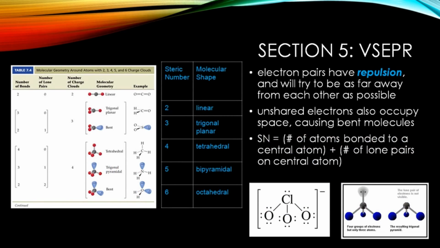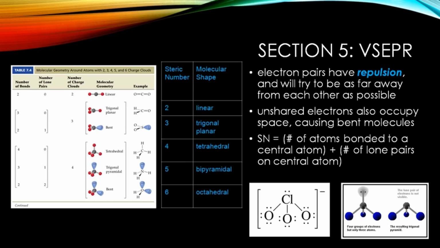Hi, it's Mr. Tan here, and today we're going to be talking about molecular geometry. So what is molecular geometry? Basically, it's just the 3D shape of a molecule. We can predict the shapes using two theories, VSEPR theory and the hybridization theory. But for now, let's focus on the VSEPR theory.